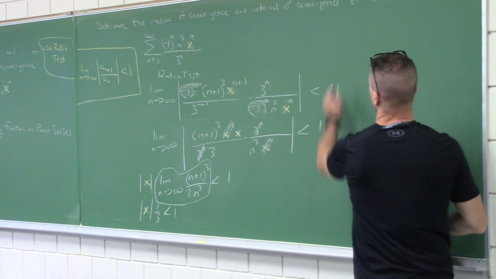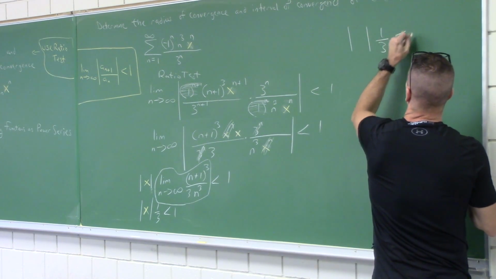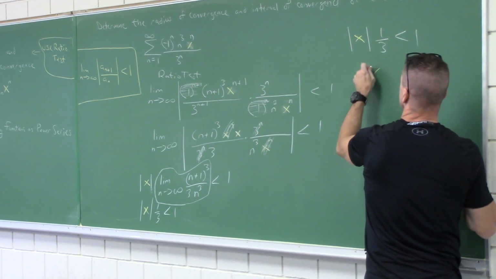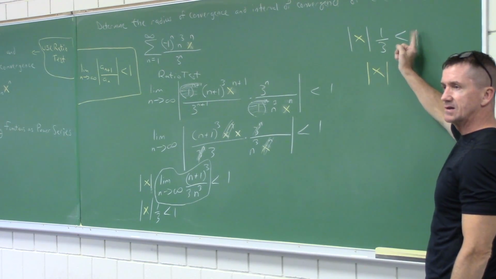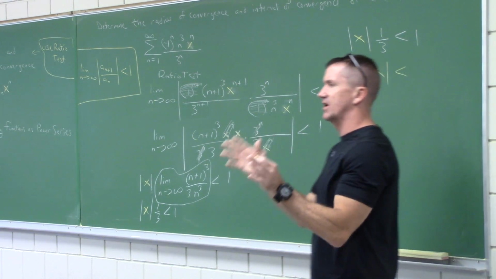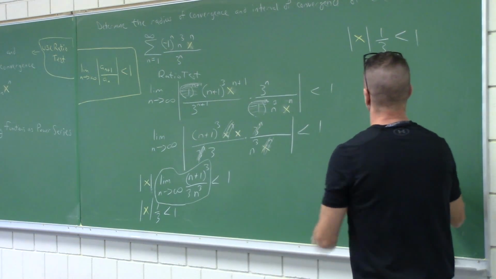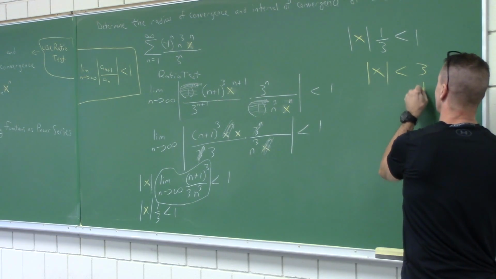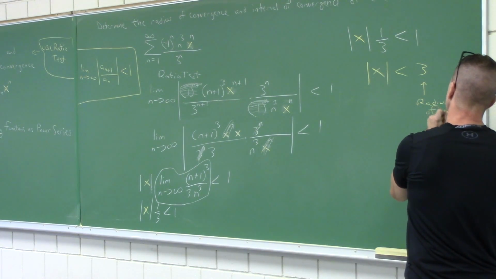So let me write this again. What are we left with? Absolute value of x times 1/3, less than 1. We're about to get the radius of convergence. To get it, you've got to isolate this absolute value of x. That's all you've got to do. So how do you get that 3 off the denominator? Multiply it down the right side, right? When I multiply, do I have to switch the direction? No, that's only when you multiply by a negative number. Now there it is. That's the radius of convergence, that number right there. We just found the radius of convergence. It's a 3.